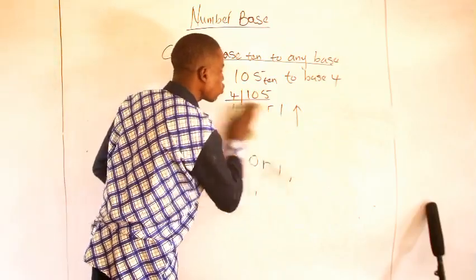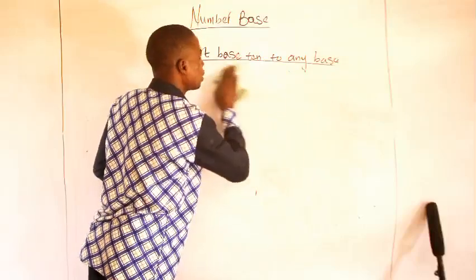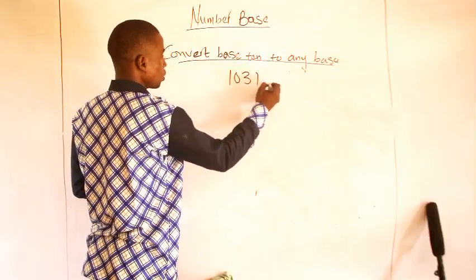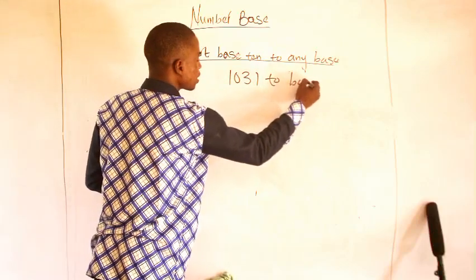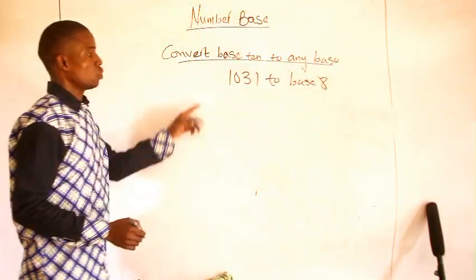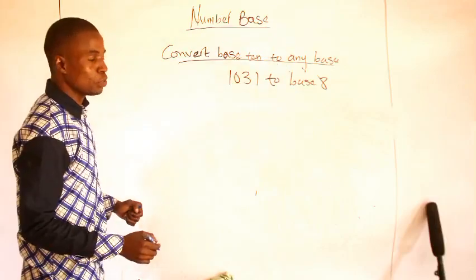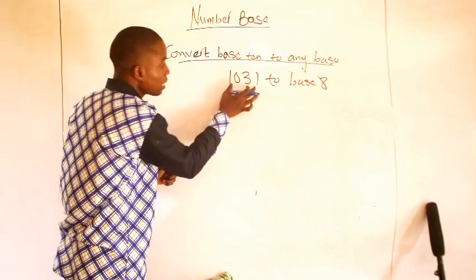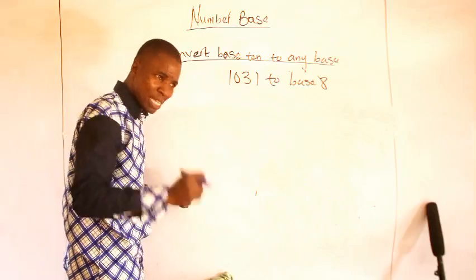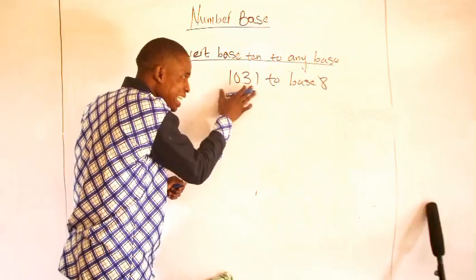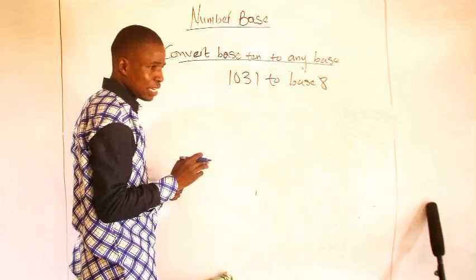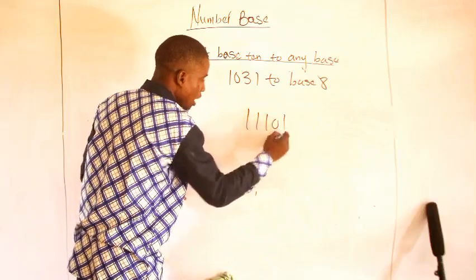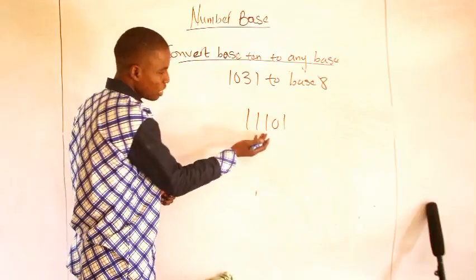Let us do a big one. Like we are converting 1031 to base 8. We are converting this one to base 8. How can we do that? Base 10. If I don't write anything, it means it's base 10. Any number they give you without writing anything on it is base 10. But if they write like this, 111 with a small subscript, you're supposed to know that this one is base 2.